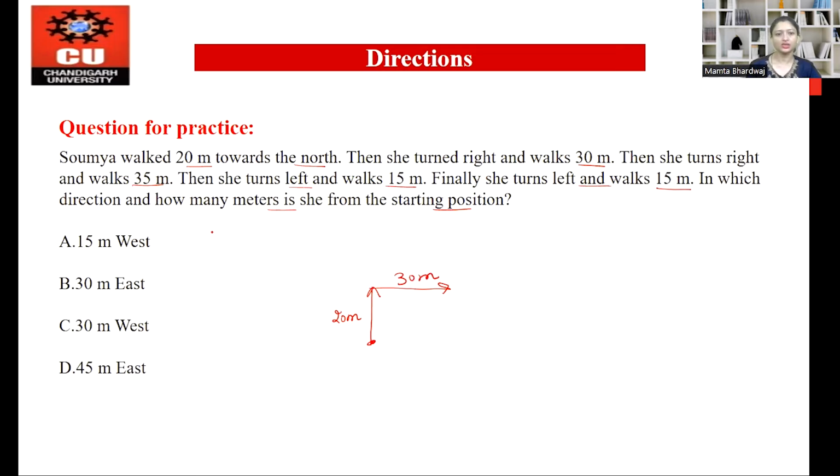Then she turns right and walks 35. Now she's turning right and walks 35. Then she turned left and walks 15 meters. Now at this point, she is facing south direction. It means your right hand side becomes that person's left hand side. And then she turns left and walks 15.